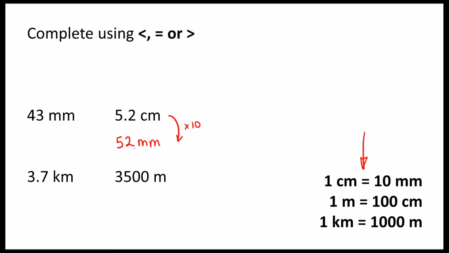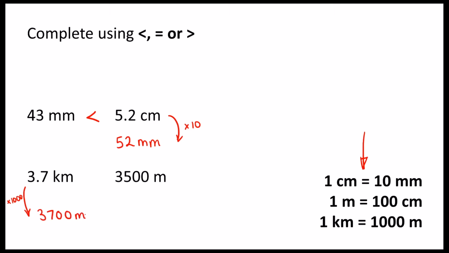And now, because the units are the same, I can compare my two answers. I know that 52 is more than 43, so therefore I can say 43 millimetres is less than 52 millimetres, or 5.2 centimetres. In my second example, I can use the fact that 1 kilometre is equal to 1,000 metres to convert 3.7 kilometres into metres. I can do this by timesing by 1,000. That's because 1 kilometre is 1,000 metres. So 3.7 times 1,000 would give me 3,700 metres.